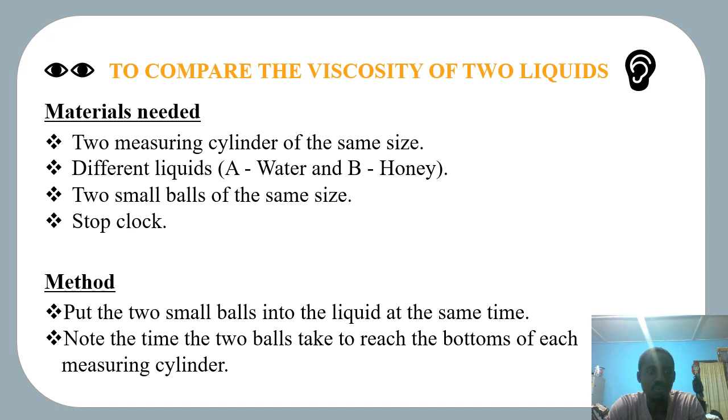What do we do? We put the two small balls into the liquids at the same time. It must be done at the same time to make it fair, to ensure fairness in the experiment. But note the time the two balls take to reach the bottom. So you put the two balls into the two separate substances, that is A and B. Then you time it at the same time. Then you look at the one that will reach the bottom first, and the one that will reach late.